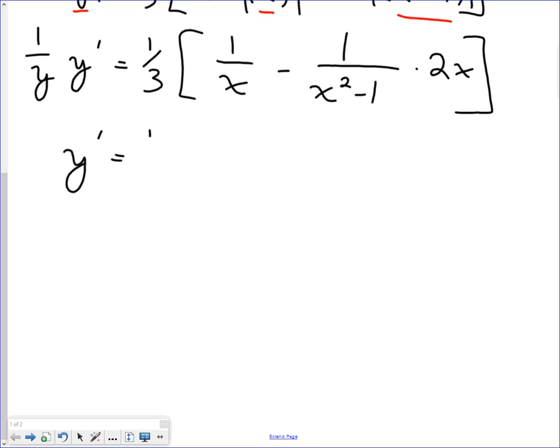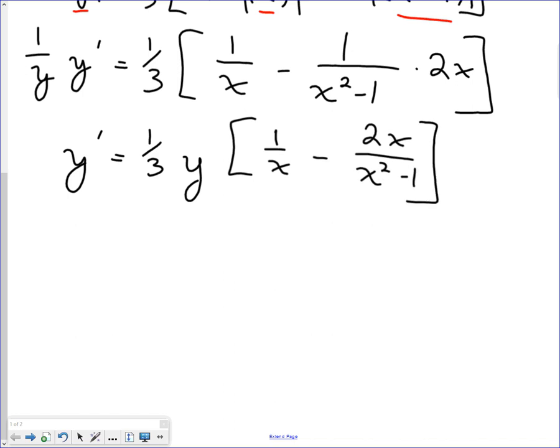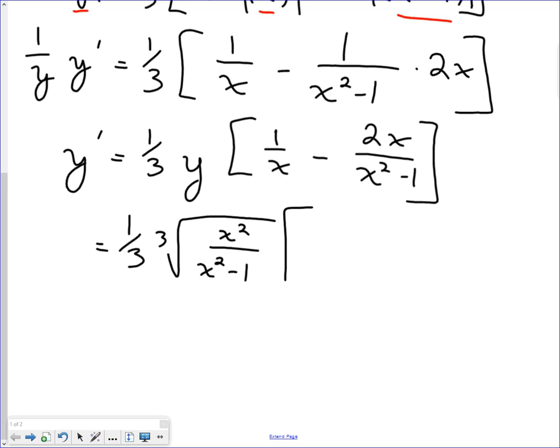And then we can say that our derivative is going to be 1/3 cross multiplied by the y, and then we're going to get 1 over x minus 2x over x squared minus 1. Just like that. And then if we want to, we can put back in what our original y function is. It was the cube root of x over x squared minus 1. This is, of course, going to be multiplied by 1 over x minus 2x over x squared minus 1.